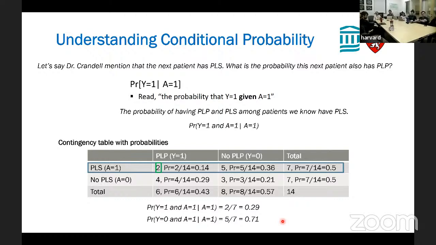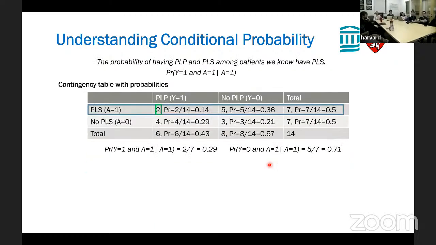And then this is the complement of that, which is the probability that the next patient does not have PLP, right? Which is y equals 0 given a equals 1, which is 0.71 because it's 1 minus 0.29. You see, so both are complements, and both are different from the classic joint probabilities. They are not the same, and that's a very, very common confusion.